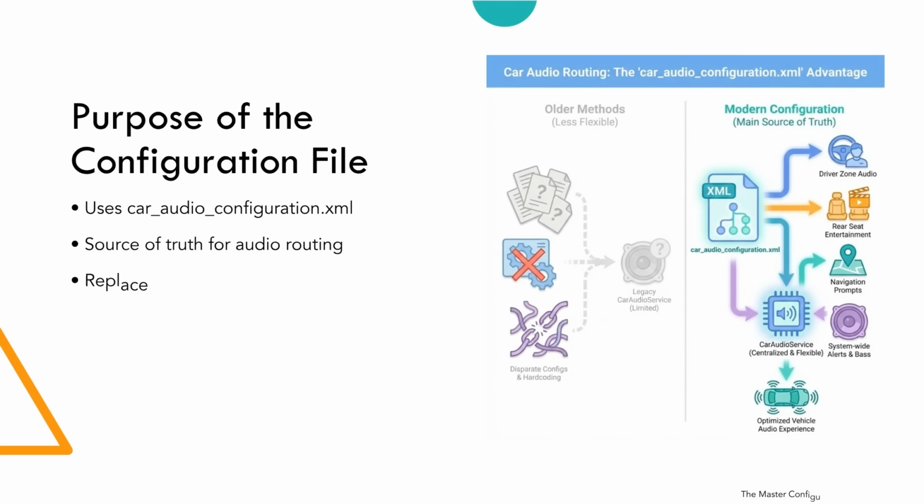All the rules that define how audio is routed inside the vehicle are written in a configuration file called car_audio_configuration.xml. This file has become the main source of truth for the car audio service. It replaced older and less flexible configuration methods used in earlier implementations.